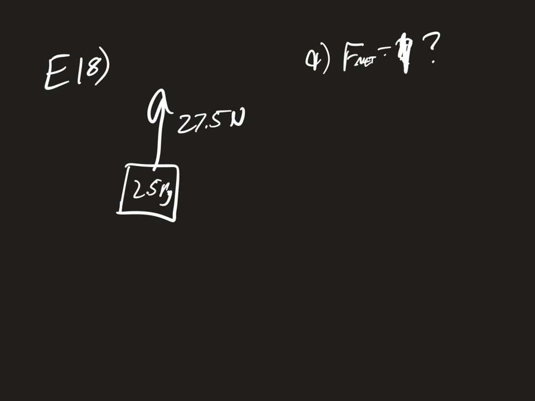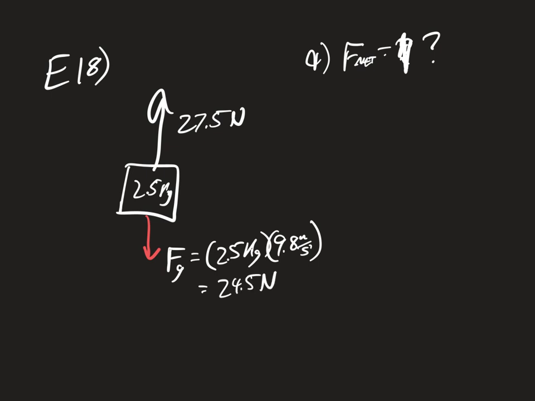It might seem obvious that obviously 27.5 newtons is acting on it. But you can't forget that there's also a gravitational force pulling it down. So to figure out the gravitational force, Fg, also known as the weight of the object, we take the mass, 2.5 kilograms, and multiply it by 9.8 meters per second squared. That's going to give us the downward gravitational force of 24.5 newtons.